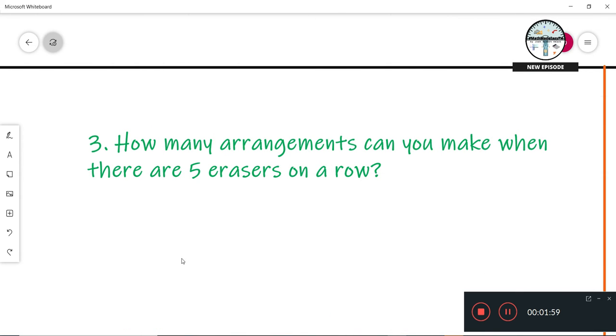So let us do another item. Let us try to answer: how many arrangements can you make when there are 5 erasers in a row? If you want to give it a try, please pause the video, and if you're ready, play the clip and you will see the solution. It's up to you how to answer this. After you answer, let me show you my answer.